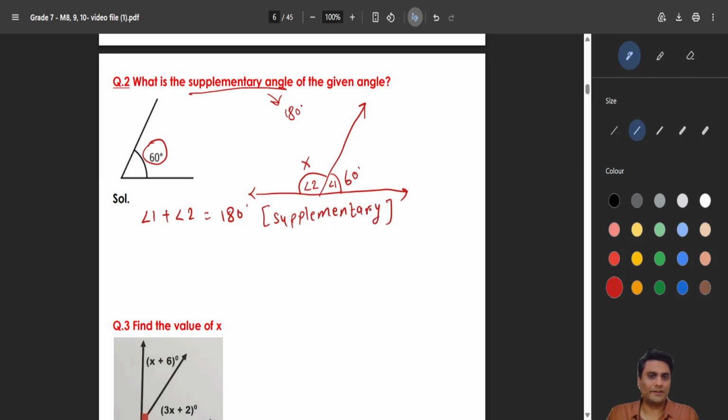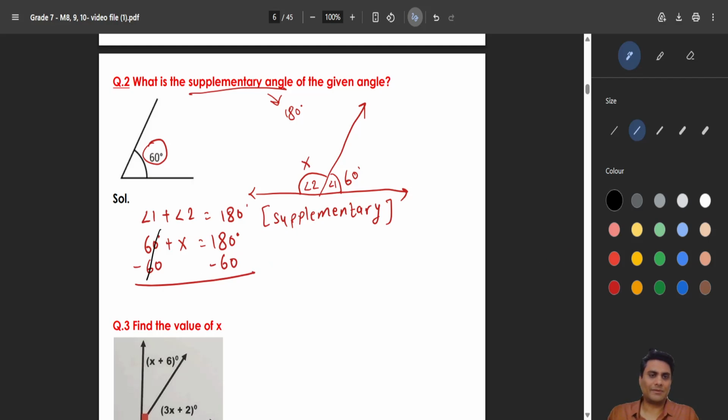Mention the reasons. First, they are supplementary, that is why they are equal to 180. Angle 1 is how much? 60 degrees. Angle 2 is x, I don't know, and it should be equal to 180. How will I remove the plus 60? By doing minus 60, on both sides.